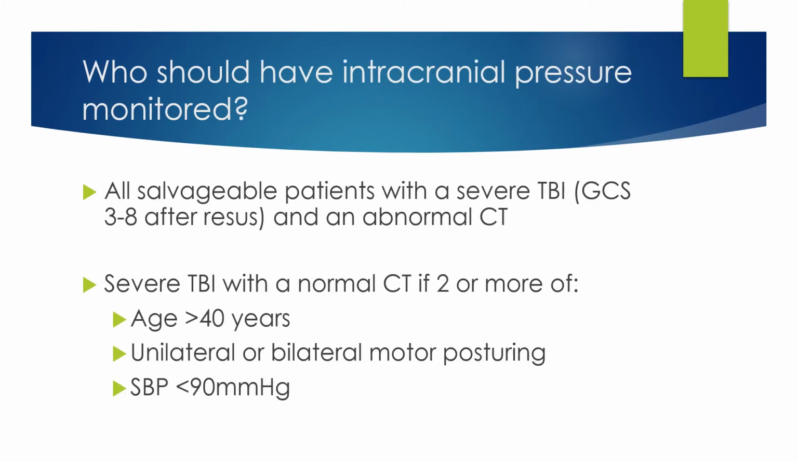So who should be having their intracranial pressure monitored then? Well, the same set of guidelines state that all salvageable patients with a severe traumatic brain injury, and that is a GCS between 3 and 8 after resuscitation and an abnormal CT, should have intracranial pressure monitoring in place. However, we would also consider it in patients with a severe traumatic brain injury and a normal scan if there were 2 or more of the following: an age over 40, any motor posturing, or hypotension, systolic blood pressure less than 90 millimeters of mercury.